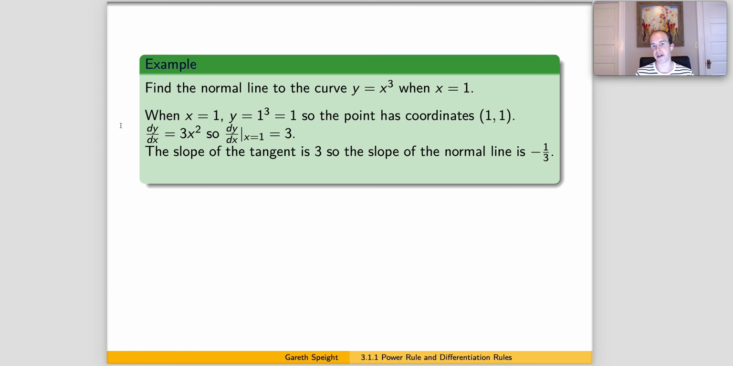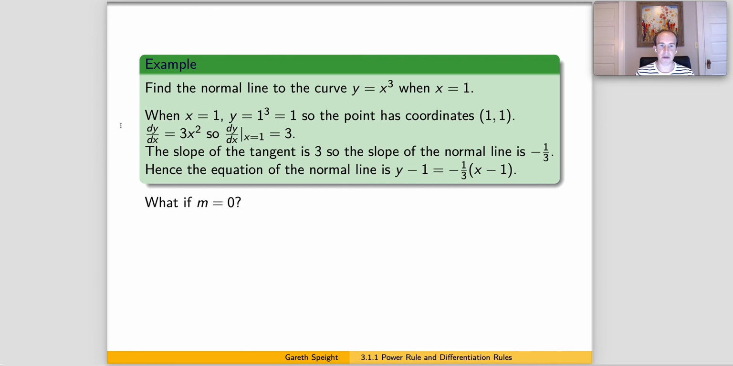Okay, now we have everything we need, right? We know a point on the line, on the normal line. We know the slope of the normal line. We can write out the formula, point slope form, y minus 1 equals minus 1 over 3, x minus 1. Right, y minus y1 equals m, x minus x1. So it's pretty straightforward as long as you remember how to find the slope of the normal line and then remember that you have to use point slope form.